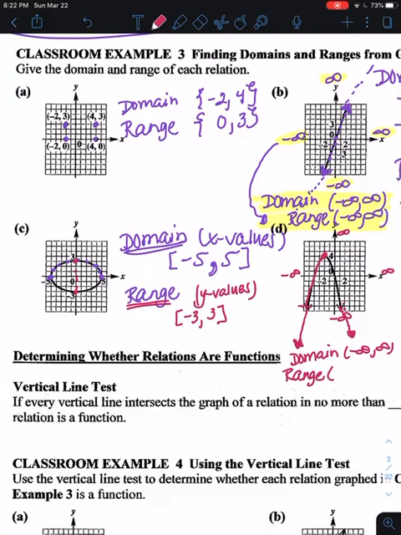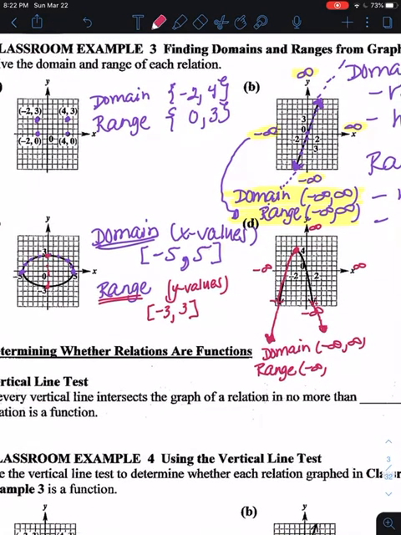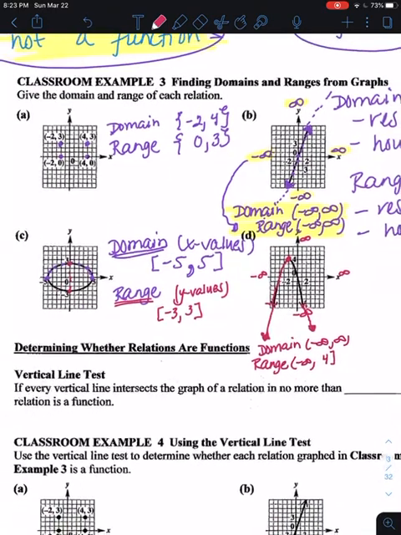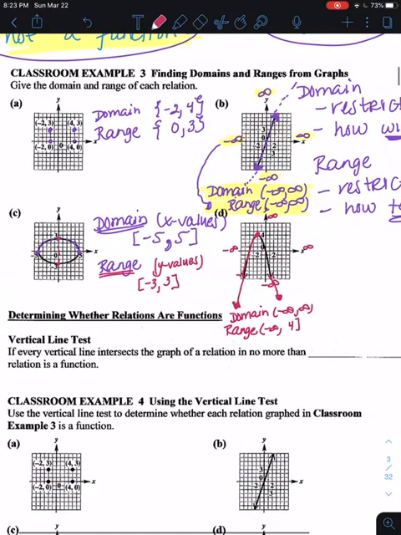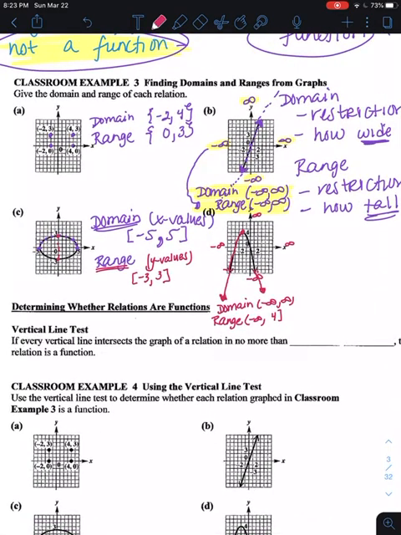So my range starts from negative infinity. You always put parentheses around infinities, negative and positive infinity. But then it reaches all the way up to 4. So you put a bracket around 4. I only use parentheses because I was talking about infinity. The 4 is included, so you put a bracket. Those can be a little bit challenging. The more you do, the better you'll get with reading the domain and range from a graph.